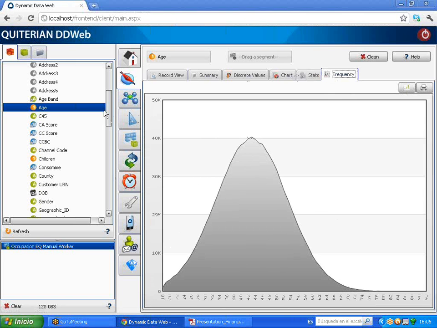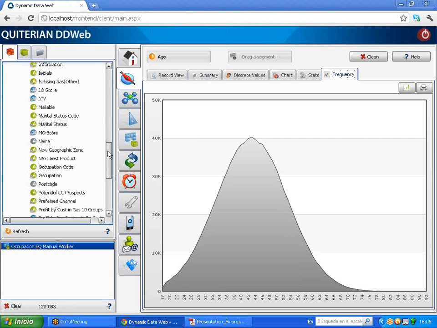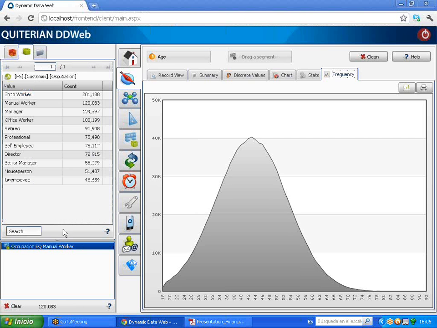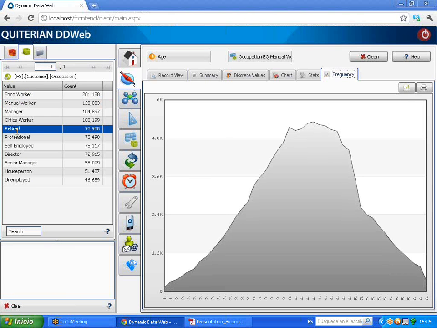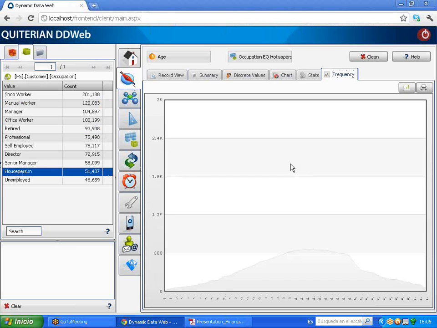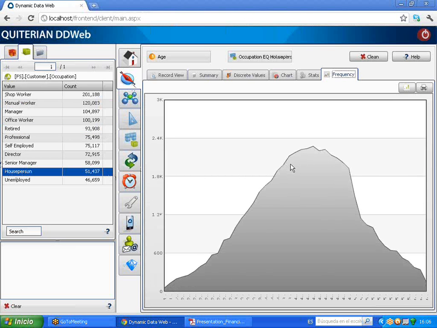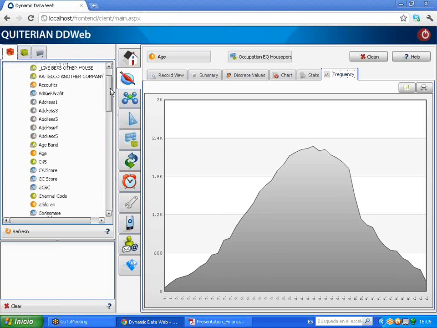It's not a predefined report. So what you can do is, okay, I want to see, for example, the frequency of the age for a group of customers, like, for example, the manual workers. You drag and drop in the middle of the screen, or retired people, or house persons. So in this very easy way, you can explore and you can drill down and so on. But let's say that it's not the focus of the Criterion tool. This is only exploration, drilling down, so it's very easy.